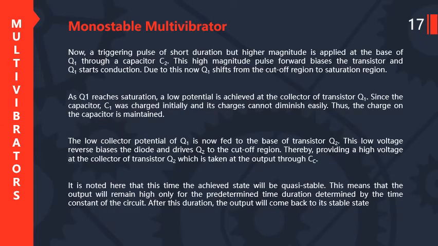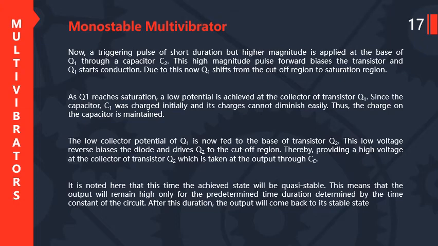Now, a triggering pulse of short duration but higher magnitude is applied at the base of the transistor Q1 through a capacitor C2. Thus, the high magnitude pulse forward biases the transistor and Q1 starts conduction. Due to this, Q1 now shifts from the cutoff region to the saturation region. As Q1 reaches saturation, a low potential is achieved at the collector of the transistor Q1.